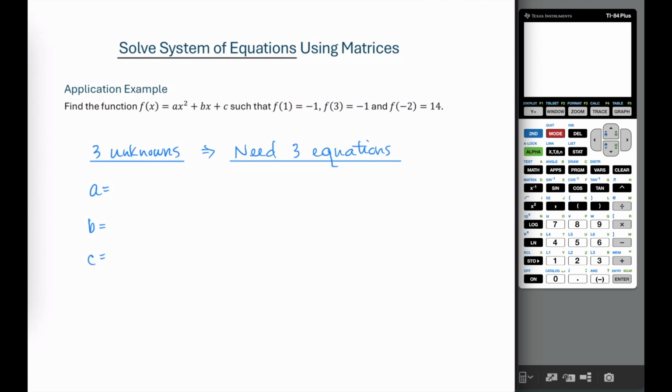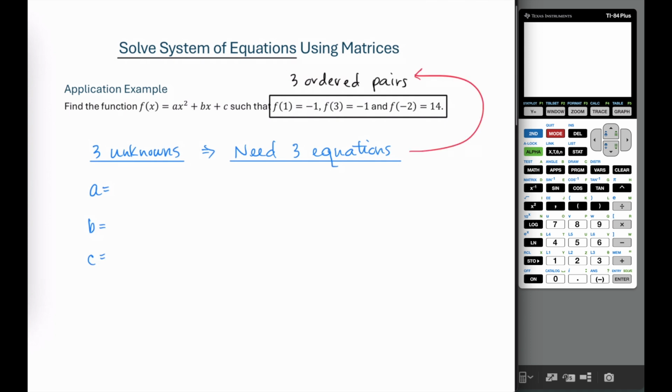With one unknown, we only need one equation. With two unknowns, we would need two equations. And with three unknown quantities, we would need three separate equations in order to find a unique solution. We don't have a whole lot of information given, but we are given three ordered pairs. Let's see if we can create the three equations that we need from these three given ordered pairs.